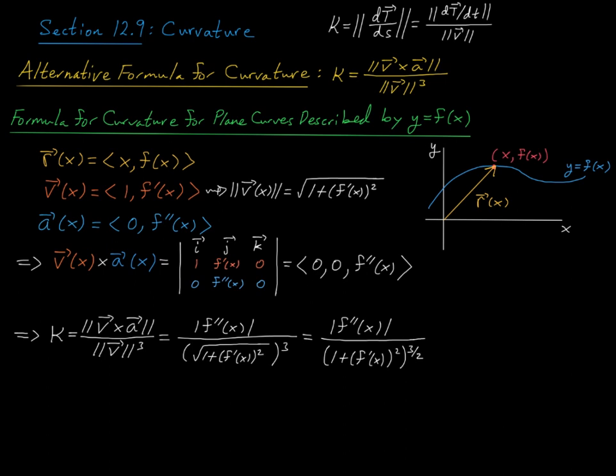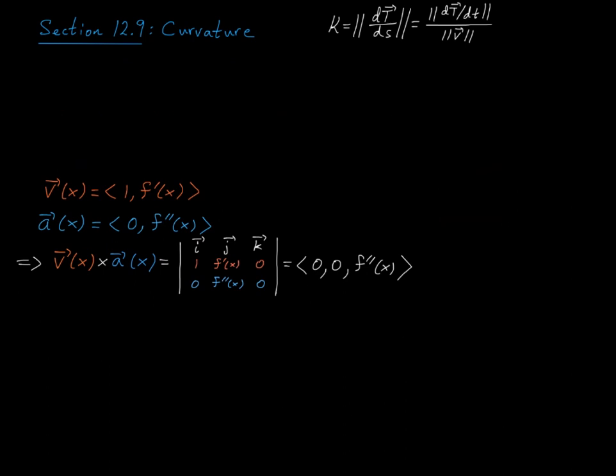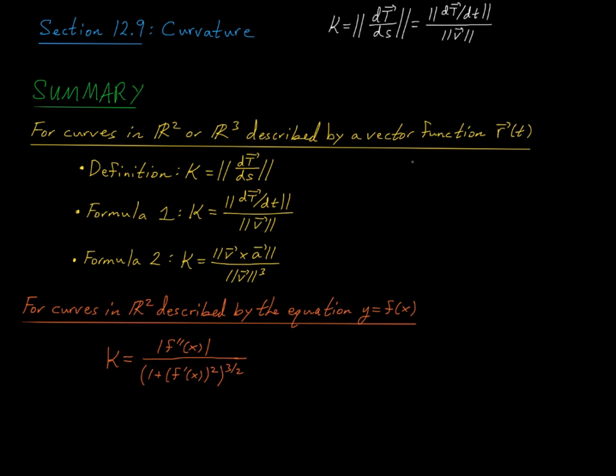So now what I want to do is just summarize everything that we've seen up to this point on curvature. Okay, so for curves in R2 or R3 that are described by a vector function r of t, well, we have for our definition, curvature is the magnitude of the derivative of the unit tangent vector with respect to arc length. Now using the chain rule, we were able to derive this first formula that we applied in the last video. This is the magnitude of the derivative of the unit tangent vector with respect to time divided by the magnitude of the velocity.